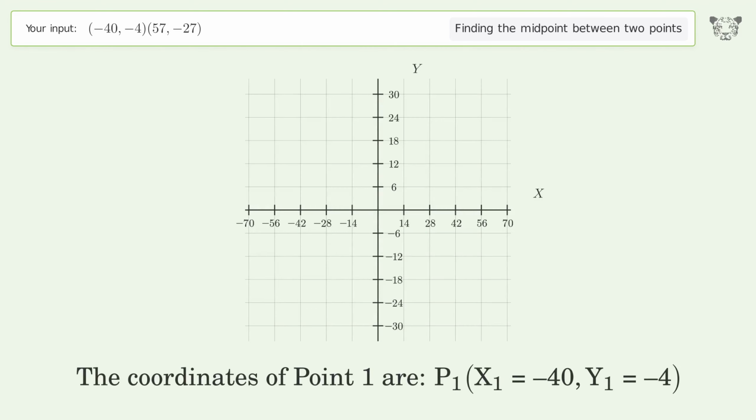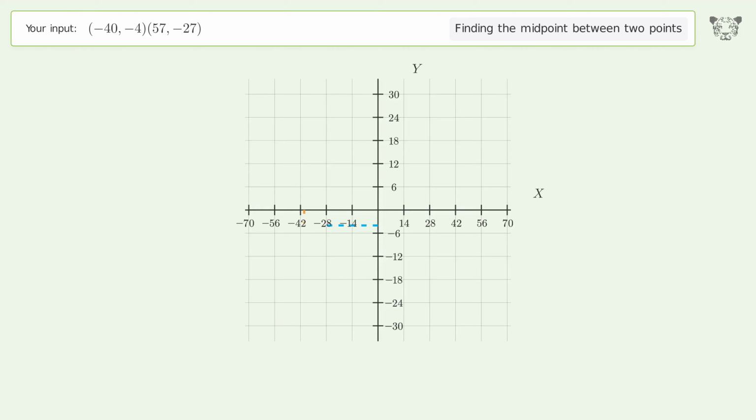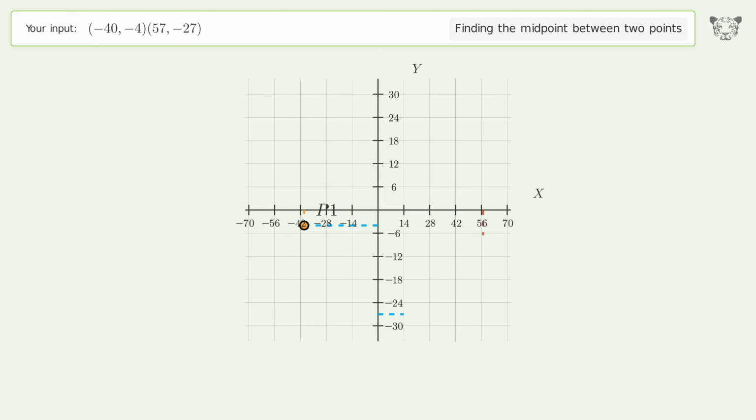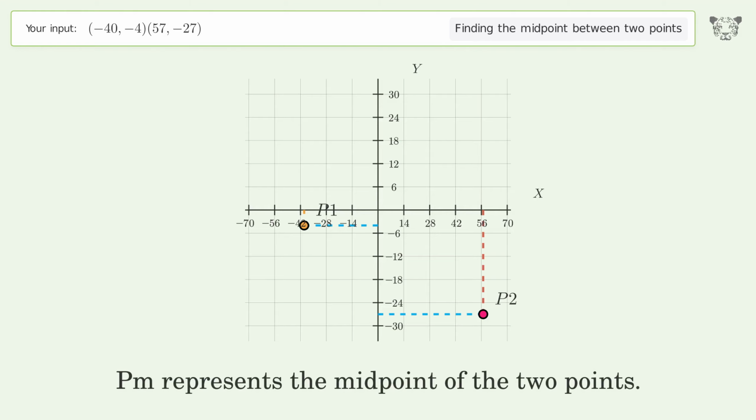The coordinates of point 1 are, x1 equals negative 40, y1 equals negative 4. The coordinates of point 2 are, x2 equals 57, y2 equals negative 27. PM represents the midpoint of the 2 points.